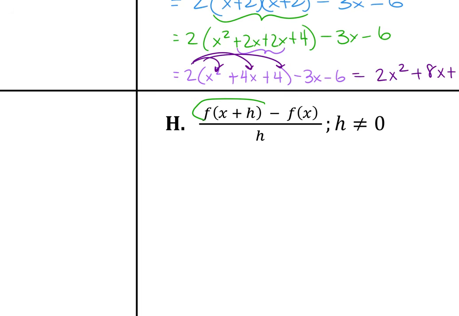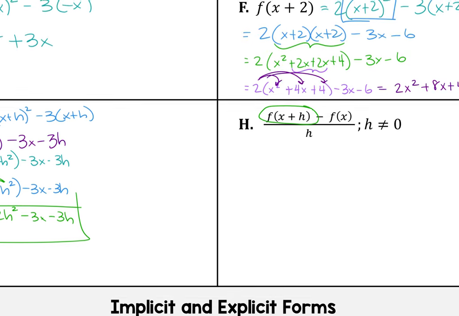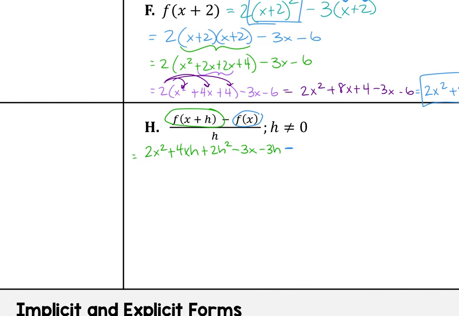Okay, lots of pieces here. We just solved the f of x plus h over here. That whole thing. So we can go ahead and replace that piece with what we got. So 2x squared plus 4xh plus 2h squared minus 3x minus 3h. Okay, now this piece minus the original function, so 2x squared minus 3x, all over h.